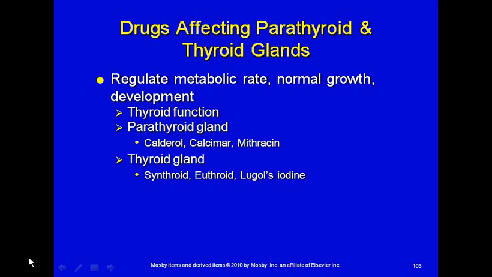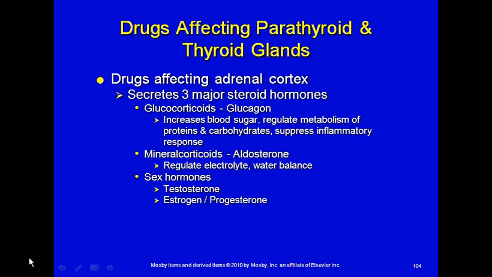Patients who have poor thyroid function, either hyperthyroidism or hypothyroidism, will take medications like Synthroid, Euthroid, Lugol's iodine. Those are thyroid medications that a patient can take if they have hypothyroidism. And those with parathyroid disease can take drugs like Calderol, Calcimar, Mithracin, and those drugs help with the release of calcium.